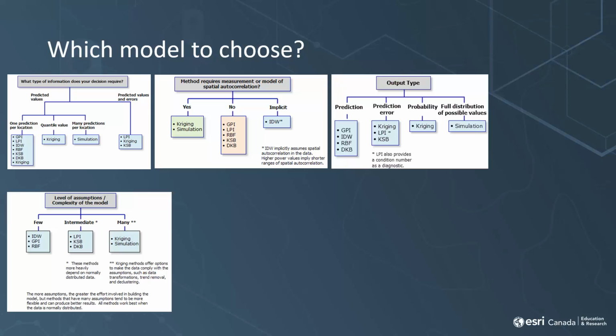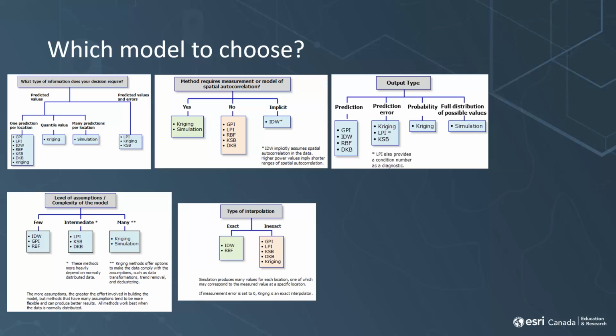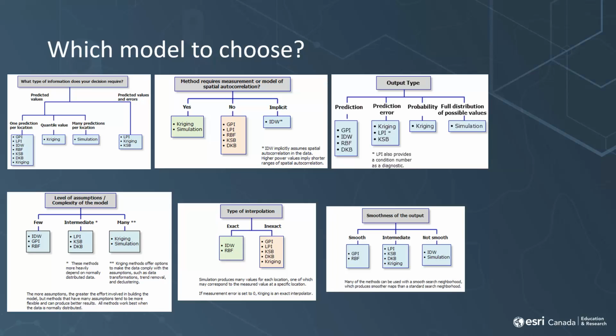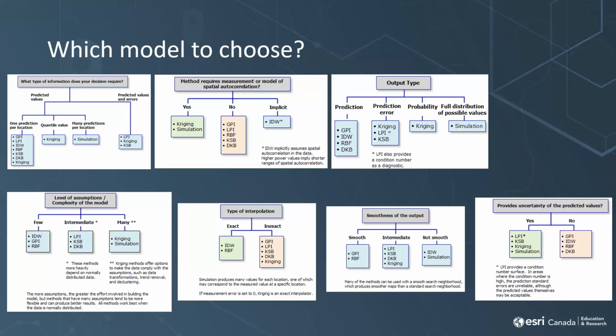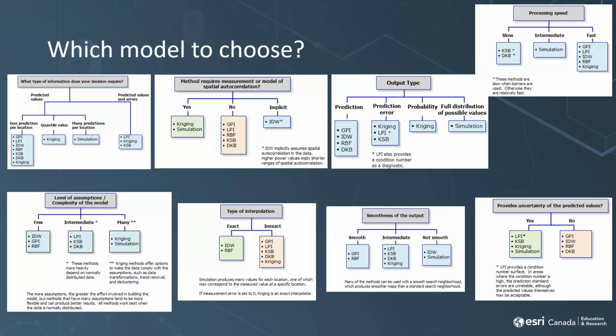What is the level of assumptions and how complex do you want your model to be? What type of interpolation do you want? What level of smoothness do you want? Would you like to have uncertainty of the predicted values? And how fast do you want to interpolate your model? These are questions you should ask before starting the interpolation process.